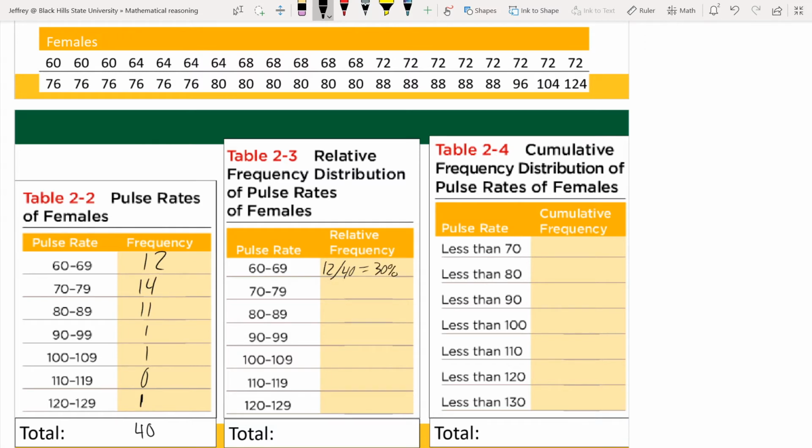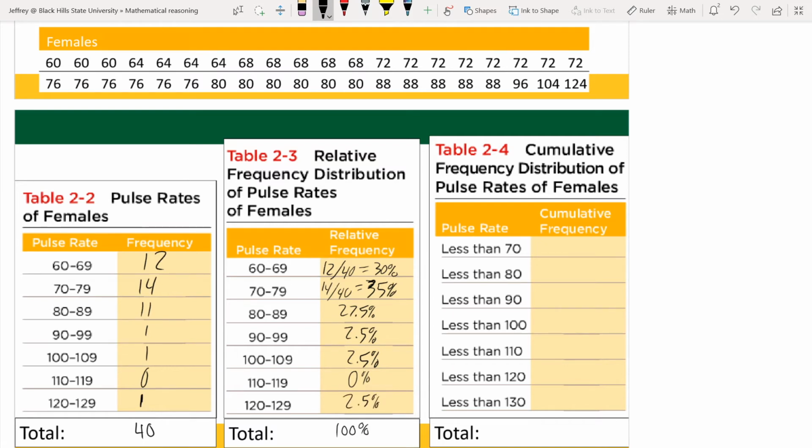And it's okay to write relative frequencies either as a fraction, decimal, or a percentage. Of course, MyMathLab will ultimately tell you how it wants the answer. So same thing, 14 divided by 40 equals 35%. And you just continue on through the rest of the table. And adding those up together, we should have 100%.